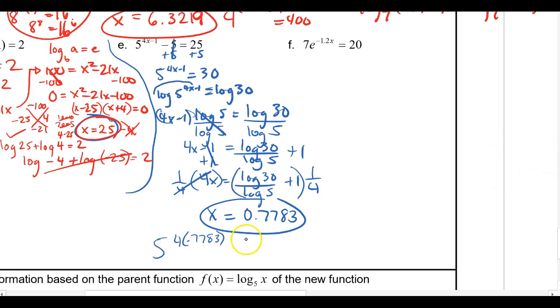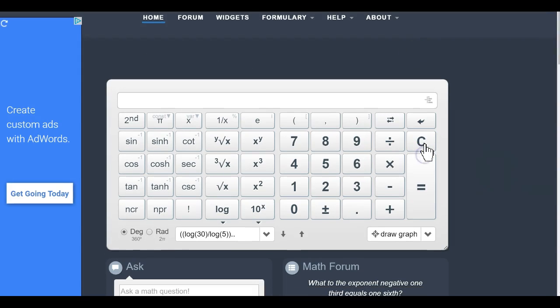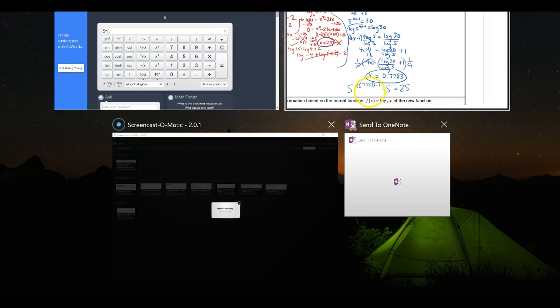Nice thing about the TIs is that you can just redo or copy what you just did and just plug in that value. Okay, so now this is going to be 5 raised to... let's see, what was it again?